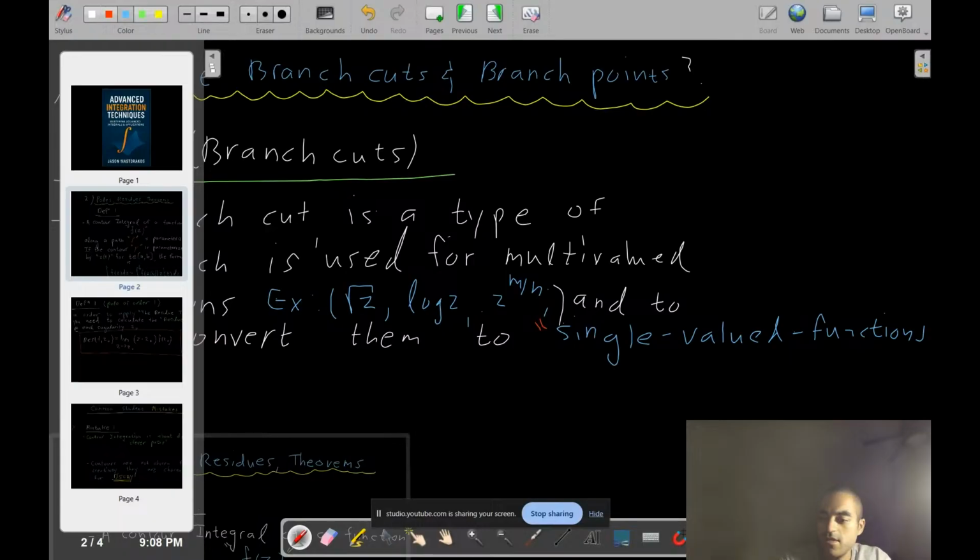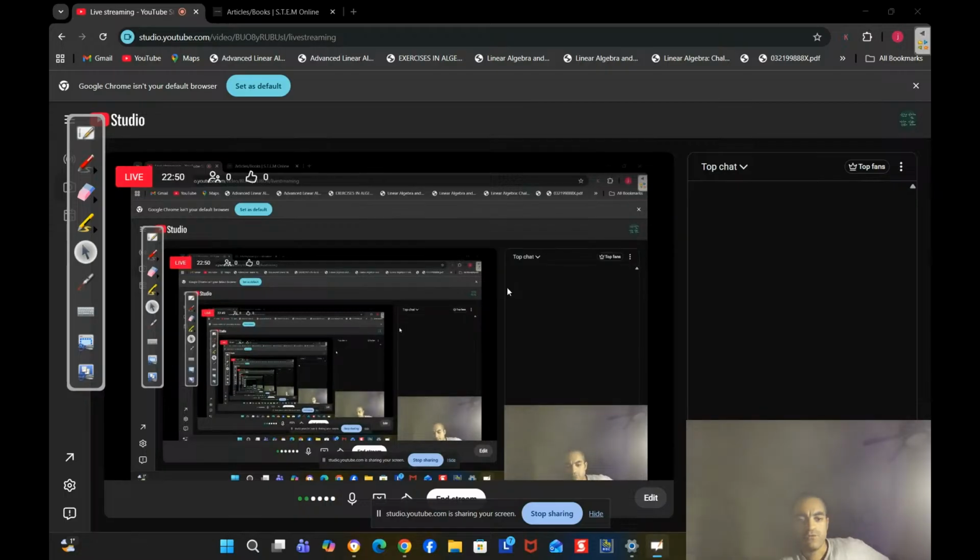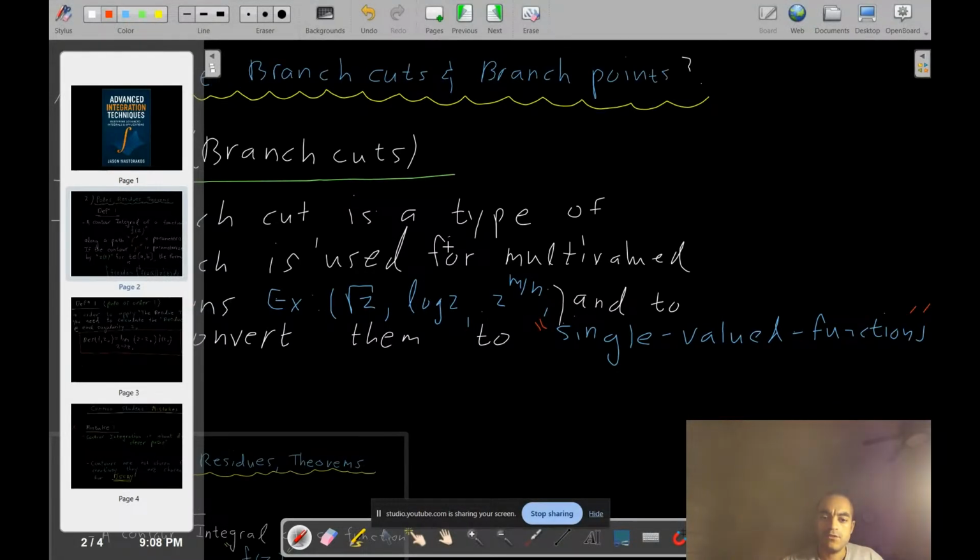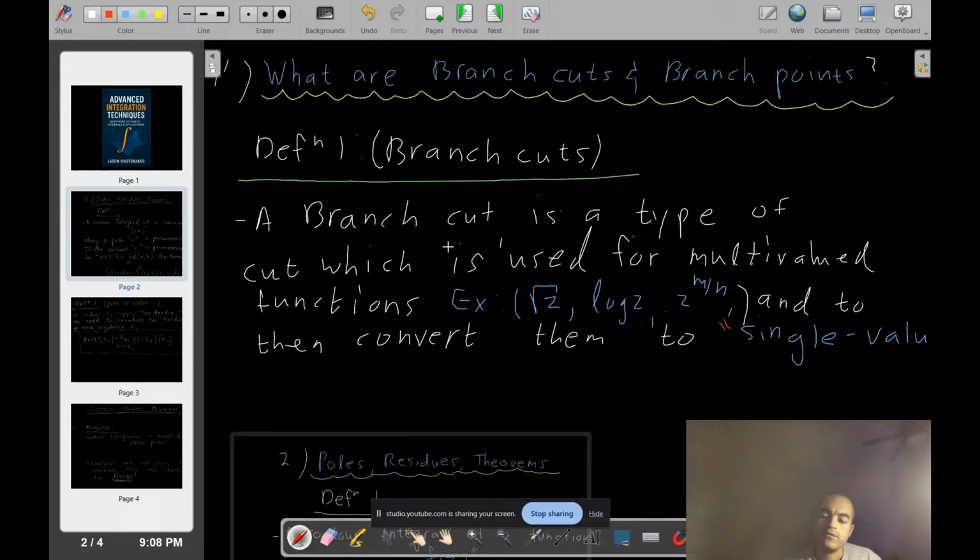All right, so that's the point of a branch cut. Branch cuts are exactly for that: to go from multi-valued functions and convert them to single-valued functions. So for instance, root Z. If you look at root Z, you know that it's a multi-valued function. It's input, output, all that stuff, x and y. It's a root function.